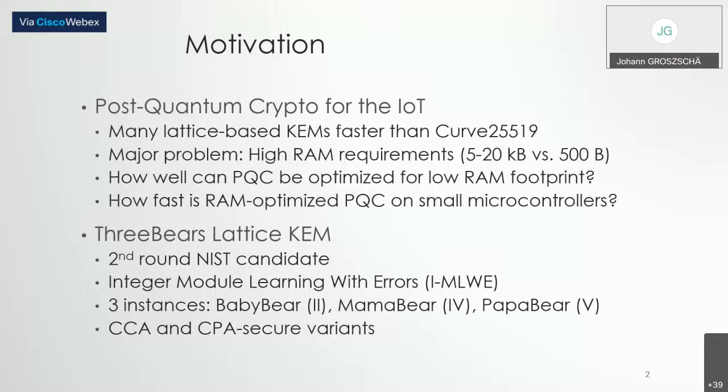ThreeBears was a second round candidate in the NIST project. It did unfortunately not go into the 3rd round. Its security is based on a special variant of the learning with errors problem, the so-called integer module learning with errors problem. And the specification contains 3 instances, BabyBear, MamaBear, PapaBear, which correspond to NIST security categories 2, 4, and 5, respectively. And there exist CCA and CPA secure variants.